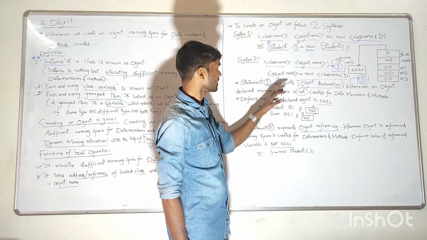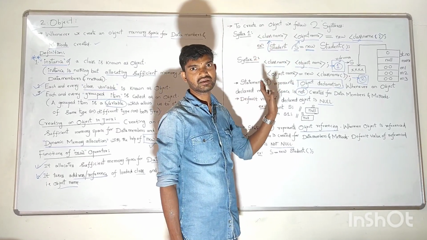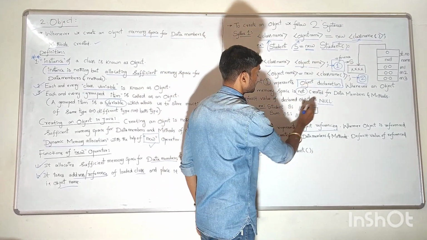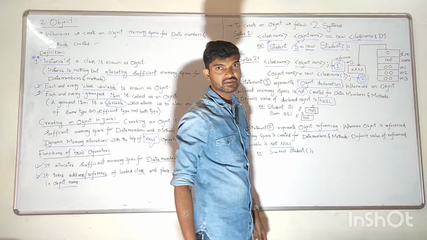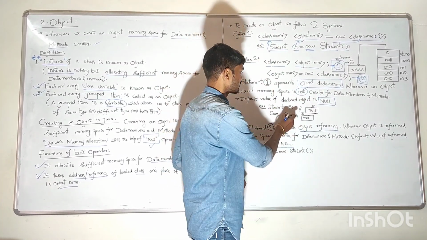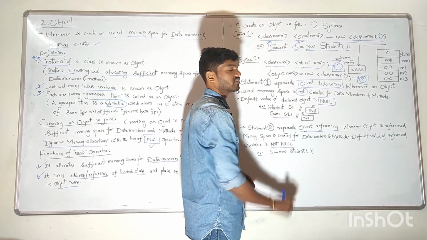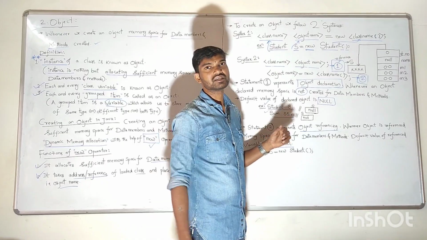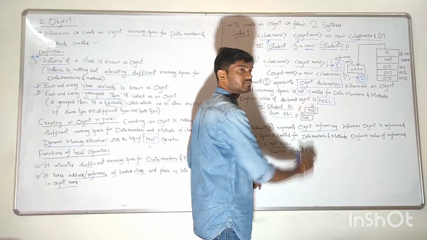Whenever you declare an object like this for statement 1, memory space is not created. And what is the default value of this object? It is null. Whenever you declare an object, the default value is null, simply like this: Student s; Student s1; If you declare an object, the default value of the object is null.